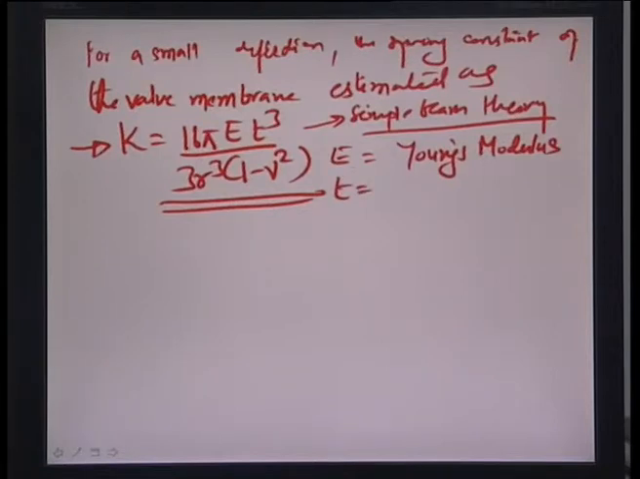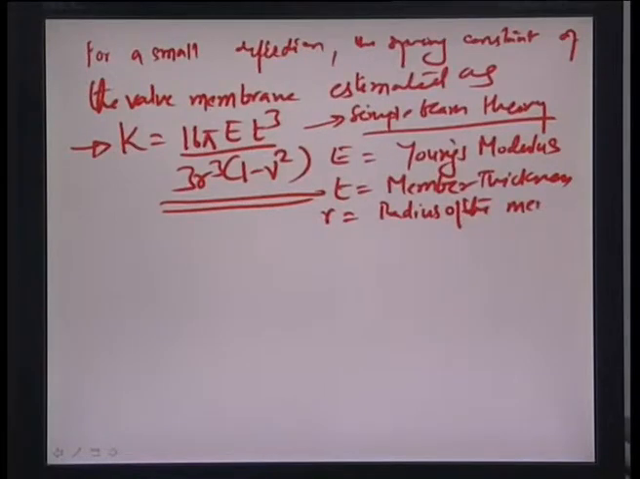t is the member thickness, the member which is deforming and is really the valve, r is the radius of the member, nu is the Poisson's ratio. So we have pretty much everything among this. Let us calculate what the k value would be.